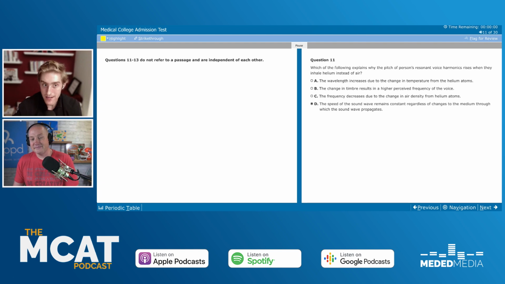And if we read A, B, C, D, only one of these actually relates at all to the pitch or the frequency of someone's voice, which is B. The change in timbre results in a higher perceived frequency of the voice. This is a lot of fancy words. But if we were to rephrase that, it's effectively saying their voice sounds higher. B is practically saying, the higher frequency makes it sound higher. And the question is saying, why does their voice sound higher?